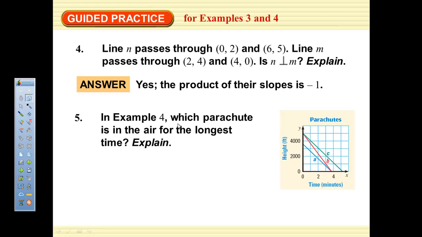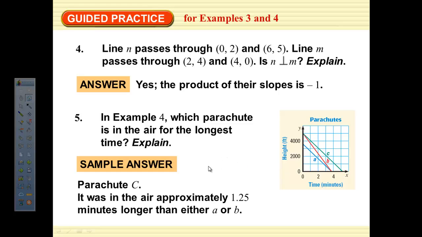For this one, it says which parachute is in the air for the longest amount of time. Well, A and B were in the air for a little under 4 minutes. C was in the air for over 5 minutes, so it would be parachute C.